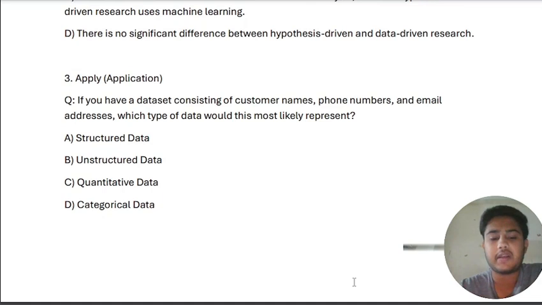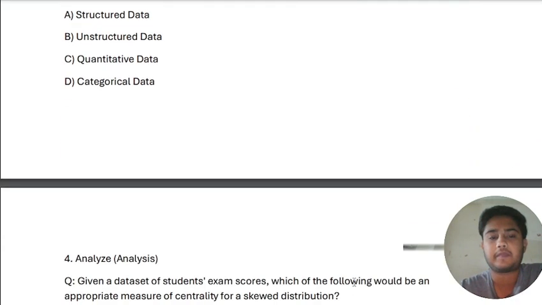Question 3 is, if you have a data set consisting of customer names, phone numbers, and email addresses, which type of data would this most likely represent? So the answer is structured data.